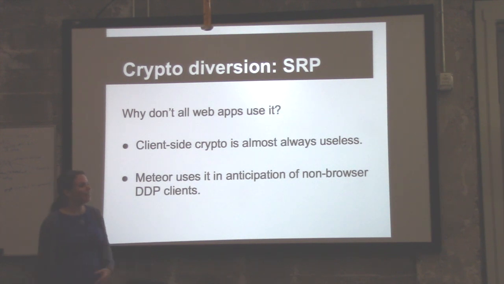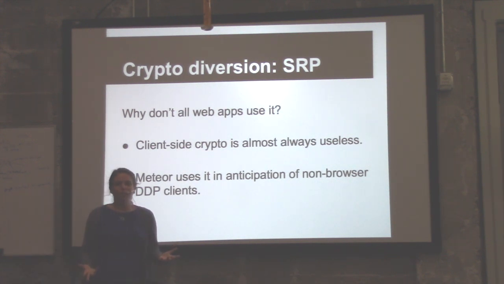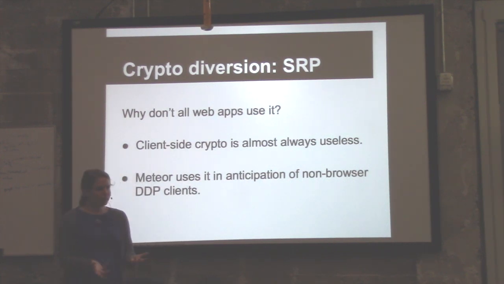So why is Meteor using it then? We have this protocol called DDP, and we are anticipating, and already have, non-browser clients. So you can have a mobile app that talks to a Meteor server over DDP, and we want to have the best possible security properties for those clients, even though we don't get a whole lot of security advantage out of using SRP on the web.